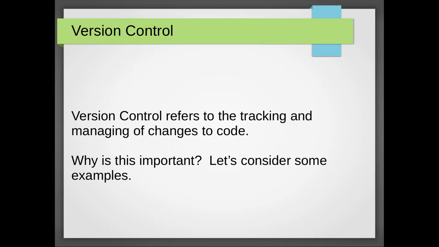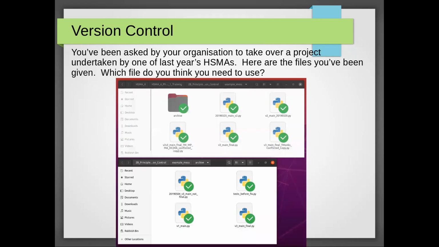So what do we mean by version control? Well, version control refers to the tracking and managing of changes to code. Why is that important? Let's think about some examples. Let's imagine that you've been asked by your organization to take over a project that was undertaken by one of last year's HSMA. That could happen. So here are some of the files that you've been given, and you've been tasked with trying to work out which file you think you need to use. We've got all sorts of files here.